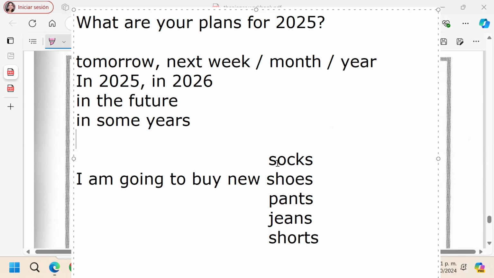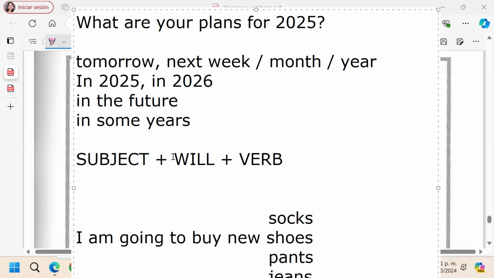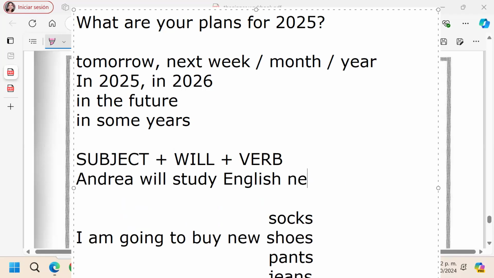Para hablar en futuro se puede usar el will. También eso lo estaba diciendo al principio de la clase. Pueden usar going to or will. You can use going to or you can use will. Les decía que will es más fácil todavía. Es solo escribir el subject, el will y el verb. El sujeto, la persona que hace la acción, la palabra will y el verbo, la acción que quieren hacer. Por ejemplo, Andrea will study English next week or next month or next year. Andrea will study, Andrea estudiará. Andrea will study English the next year. Ambos son para hablar en futuro.